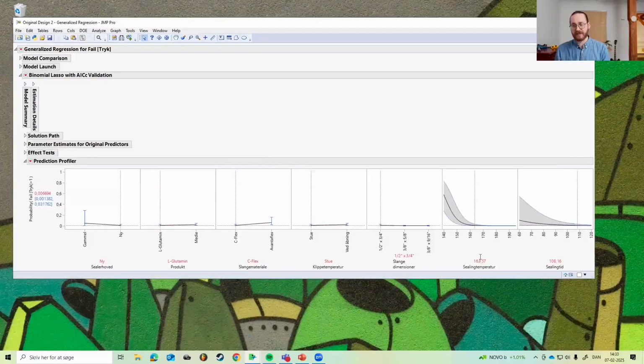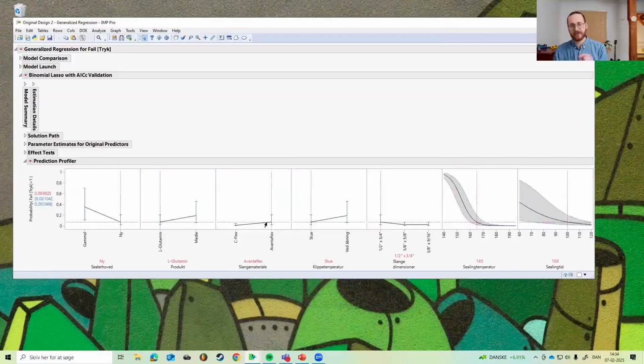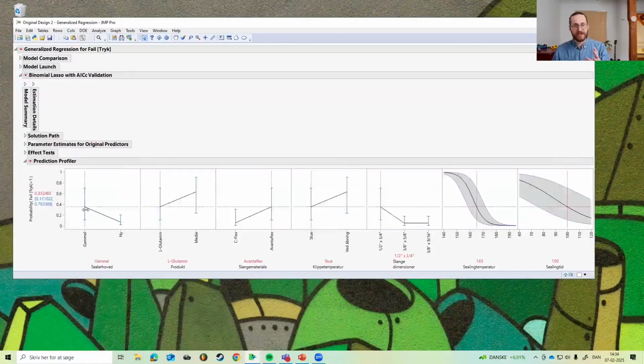Because already at this setting, with a temperature of 165 and a sealing time of 100, which would be a normal setting, it's saying that for C-Flex we have a 0.00 probability of failing, and it's as high as 0.04. But for Advantaflex, you can see how that uncertainty is much, much higher. You can also see what happened to the other uncertainty bands when I change over to Advantaflex: they kind of explode. So if I have Advantaflex and I'm using an old sealer head, it can be almost all over the place.